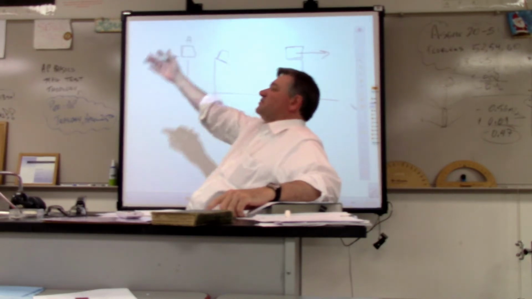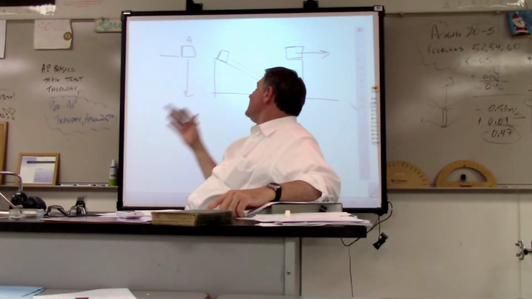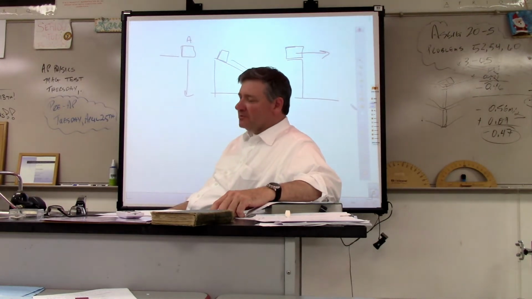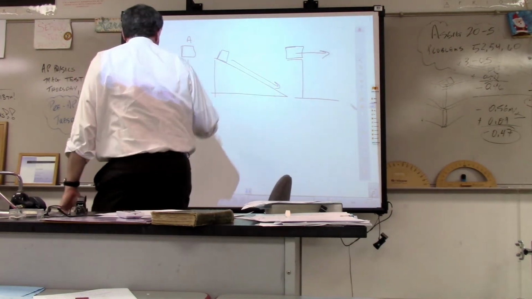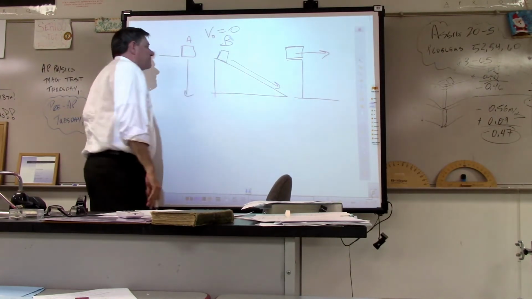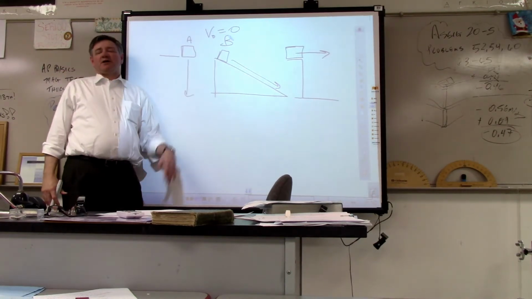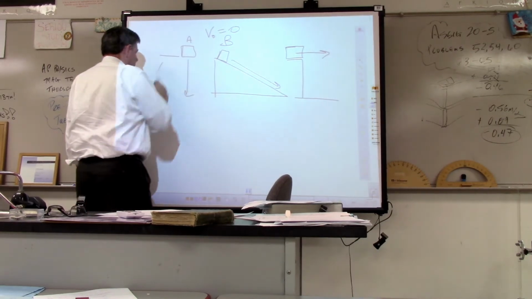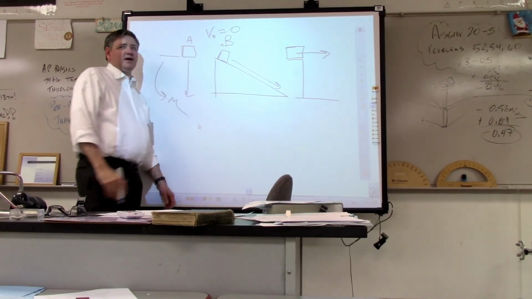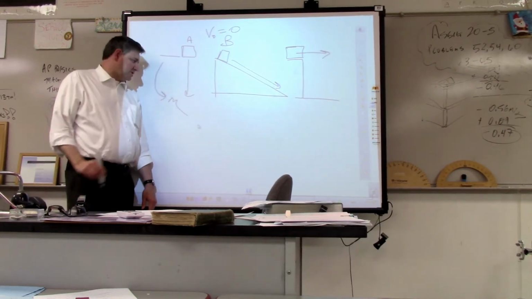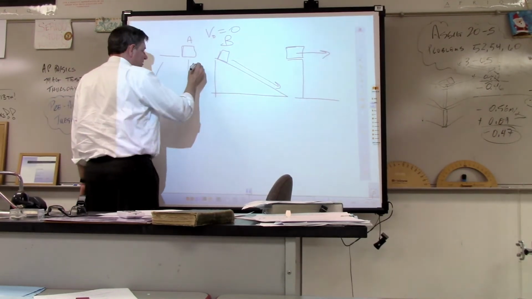So, let's talk about this question. What do A and B have in common? Not moving. Okay, if they're not moving, net force equals 0. What else do they have in common? Same mass. Okay. What else do they have in common? They're in the same gravitational field. Good.